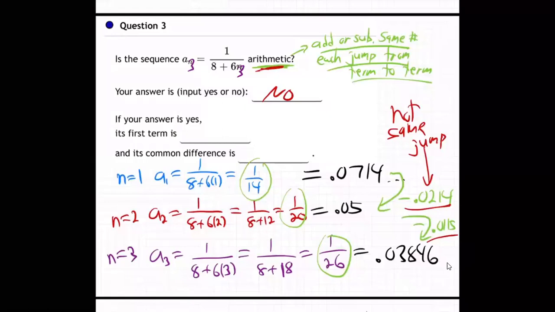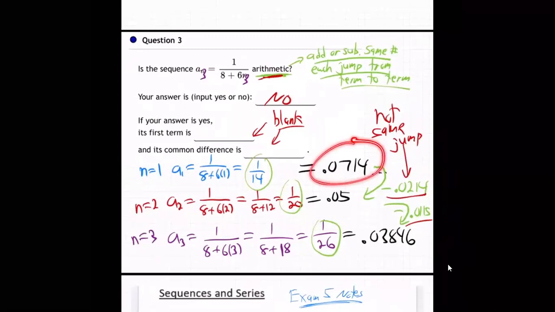Yeah. So this is no. Then, like Carlos said, just leave these blank, and it'll give you the full points because the answer is no. It's not an arithmetic sequence. So we don't even think about the first term comma. We don't mess with any of that. It's not an arithmetic sequence. Why? Because it doesn't jump the same amount from term to term. The first term, 0.0714, to the second term, if you subtract them, the jump is negative 0.0214. And the second to the third, subtract them, the jump is different. So no, it's not an arithmetic sequence. There we go.